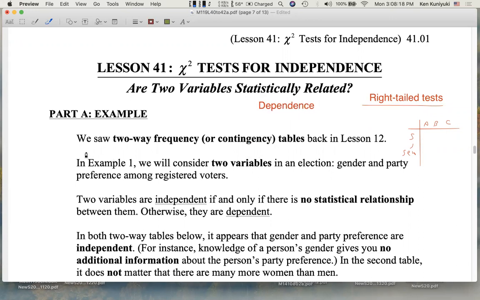Now, we've dealt with two-way frequency or contingency tables before. For example, when we talked about the tutor who was interested in working with students who were B students or C students or juniors, we've dealt with these kinds of tables before. Now, in example one, we're going to consider two variables in an election, gender and party preference among registered voters.